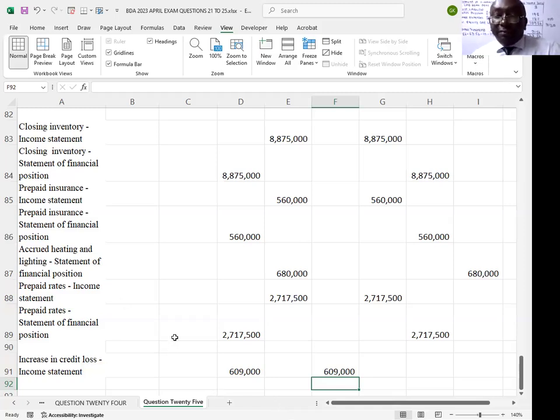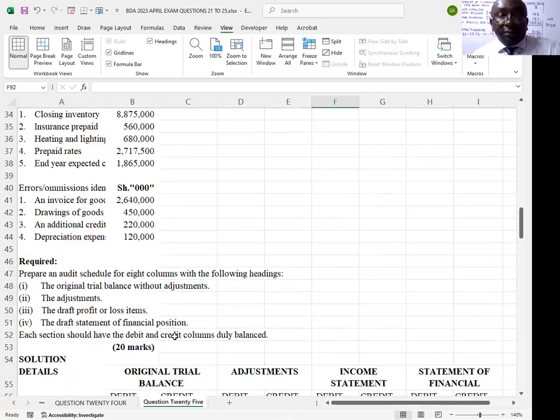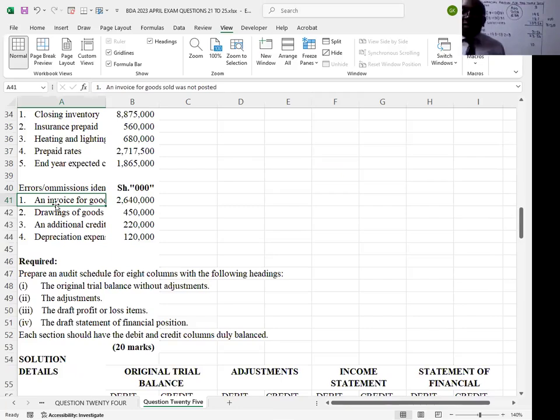The next item, errors and omissions identified. Number one, there was an invoice for goods sold not posted. So we sold goods, we never posted. So the effect of that is that our sales are understated. And even our receivables are understated.